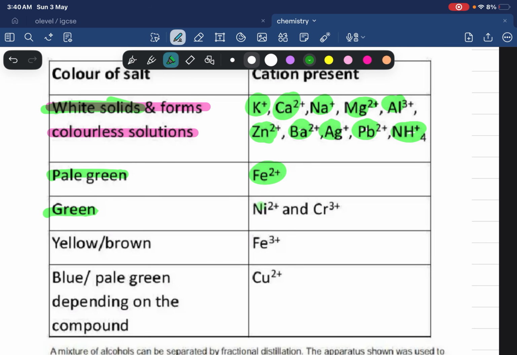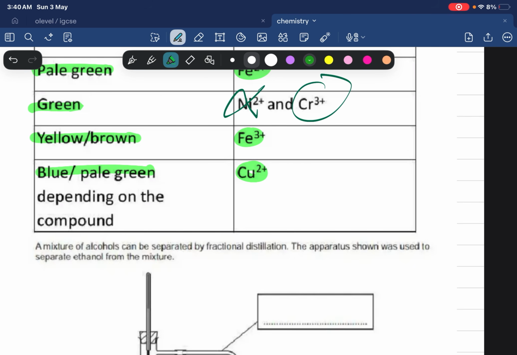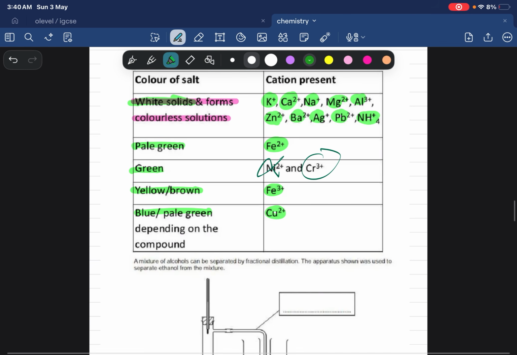Then green, don't remember the nickel one, but remember the chromium one. Chromium is also going to give you a green one. Then yellow-brown, iron 3+, blue is going to be copper 2+. Remember the colors and the colorless ones.